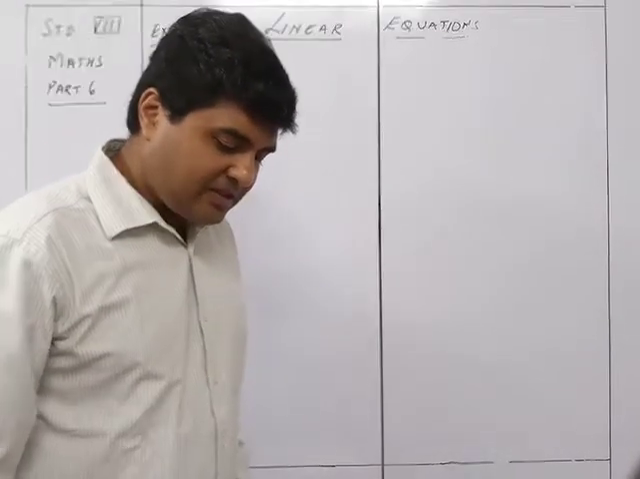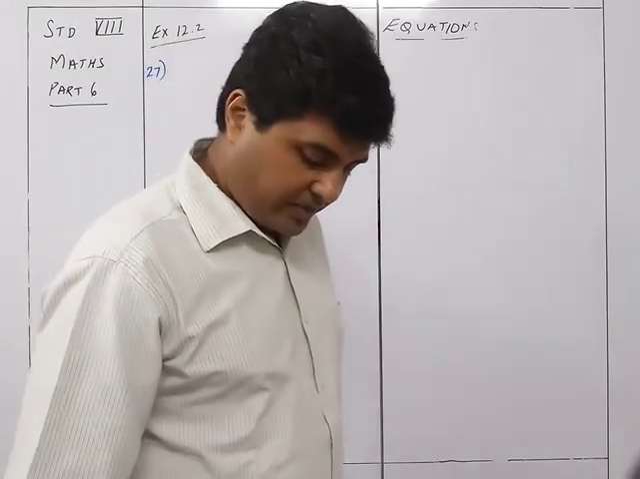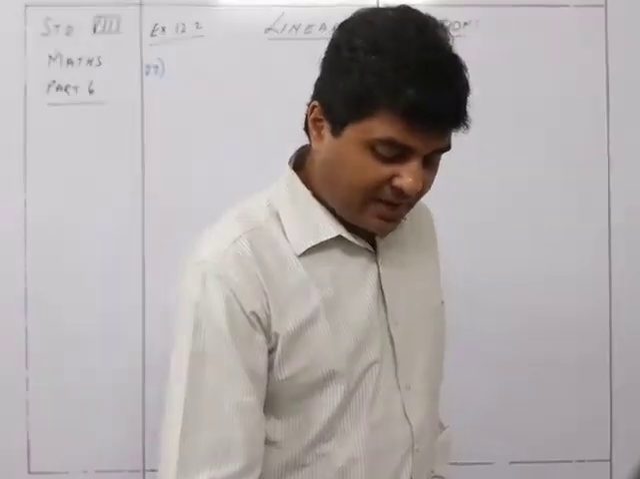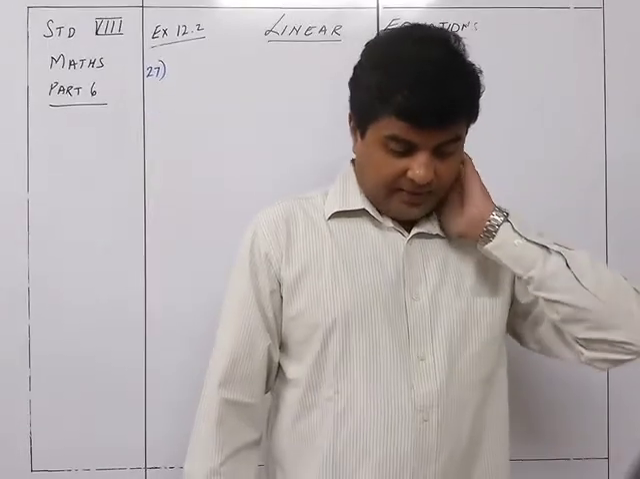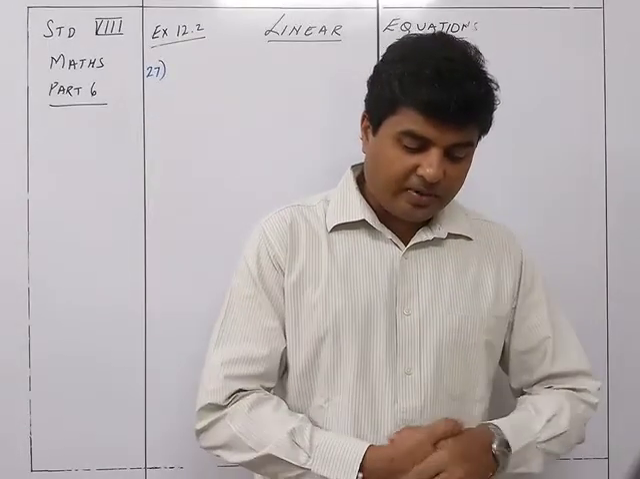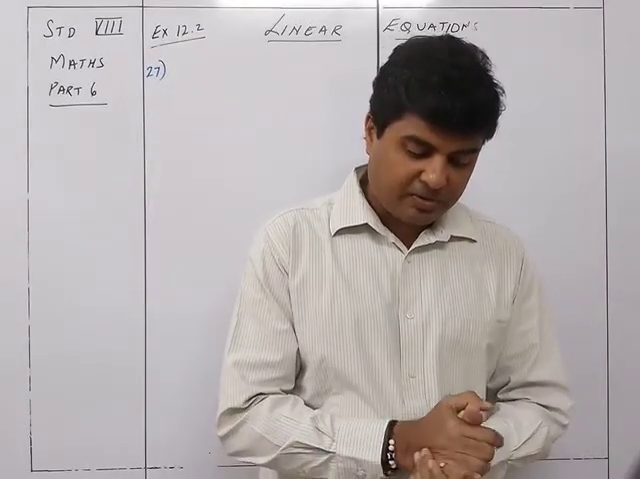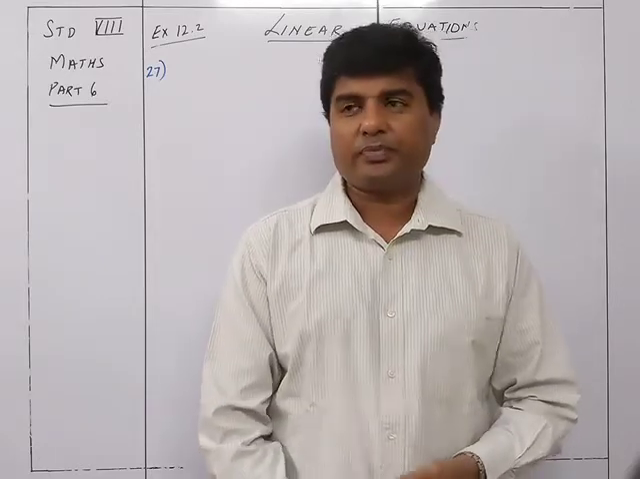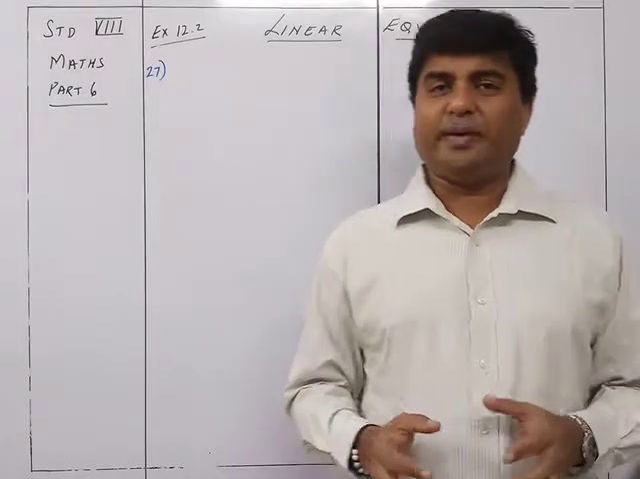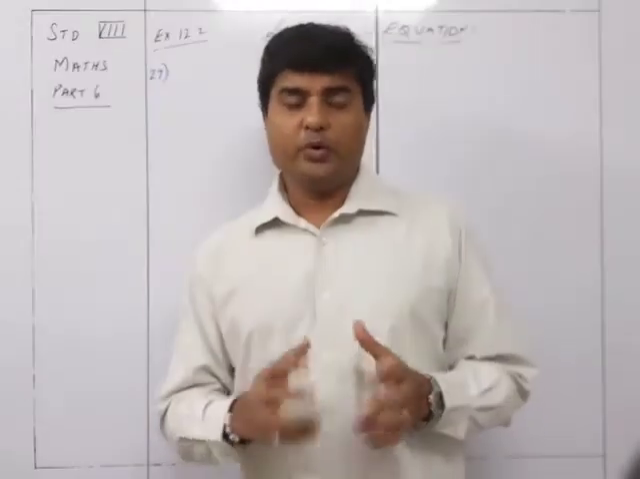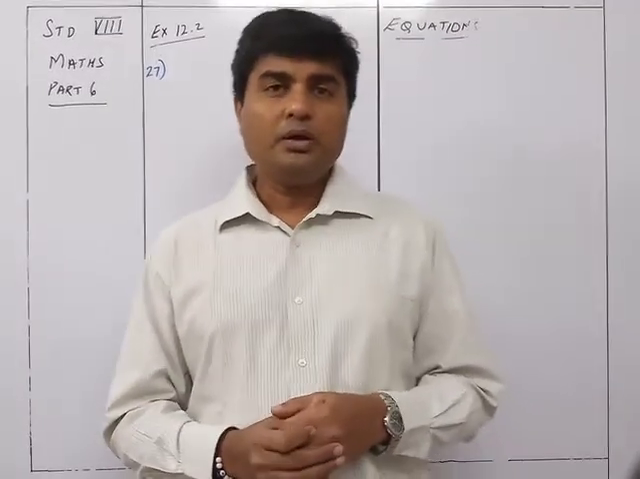A steamer travels 90 kilometers downstream in the same time as it takes to travel 60 kilometers upstream. If the speed of the stream is 5 kilometers per hour, find the speed of the steamer in still water. Okay. We need to understand the concept of upstream and downstream before we do this sum.